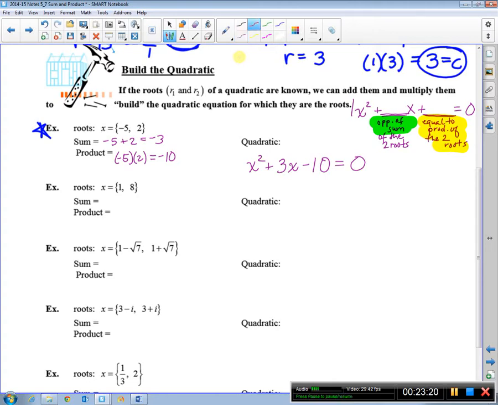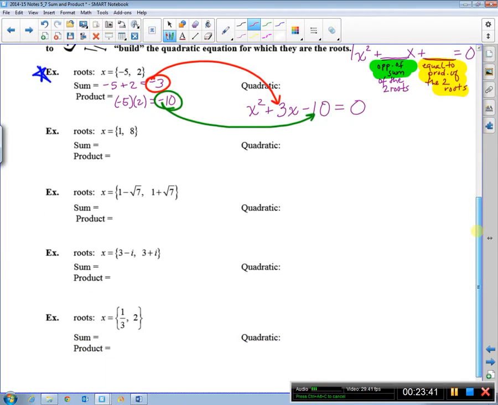So again, opposite of the sum goes right there. The actual product goes right there. Okay? Let's try a couple more, and then I'd like you to try some on your own. Really pause the video. Let's take our two roots, 1 and 8, and what do you get when you add them? 1 and 8. What do you get when you multiply them?